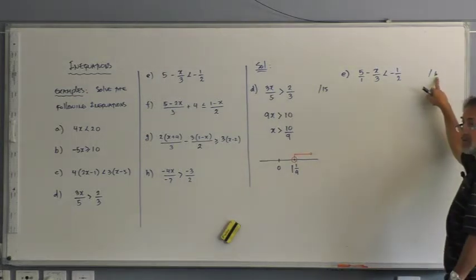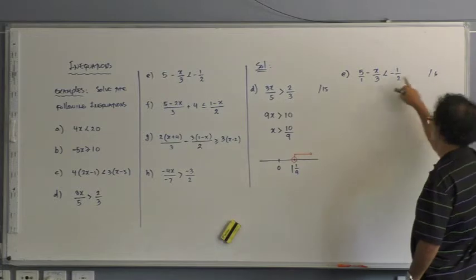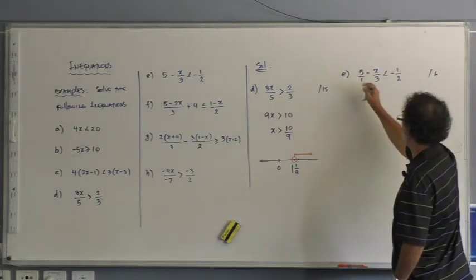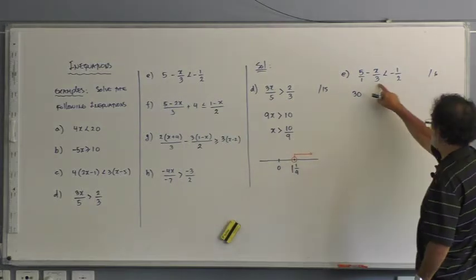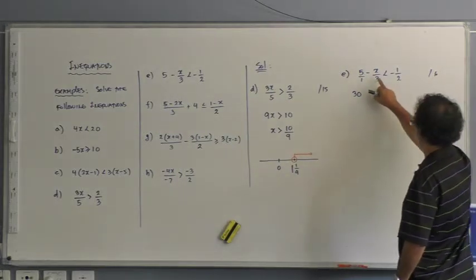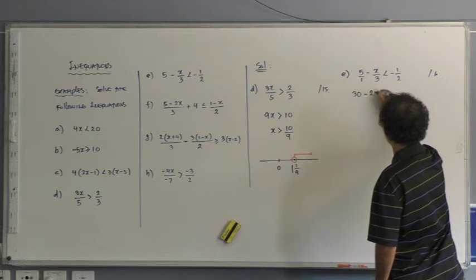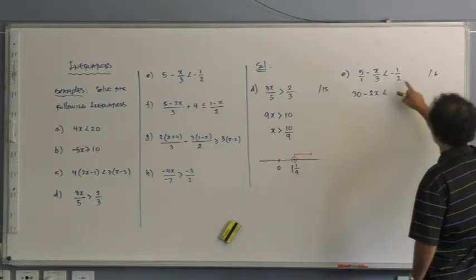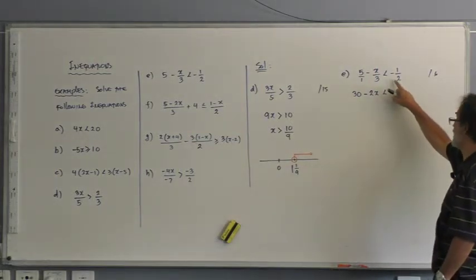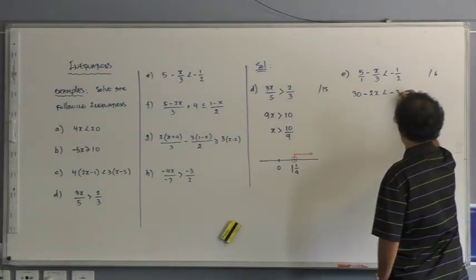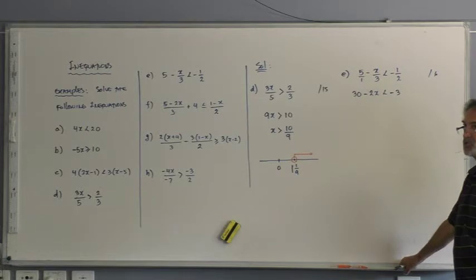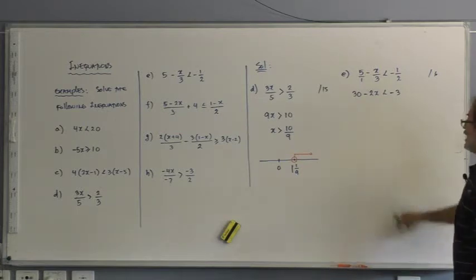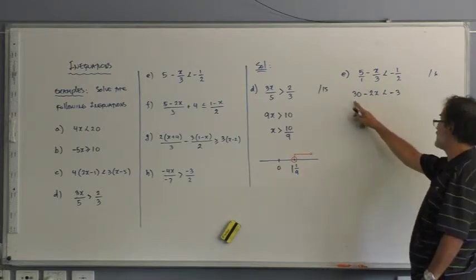And then we start. 6 divided by 1 is 6, times 5 is 30. Then 6 divided by 3 is 2, times x is 2x. And then 6 divided by 2 is 3, times negative 1 is minus 3. All right, so we don't have fractions anymore. And then we're going to move this positive 30 to the other side.